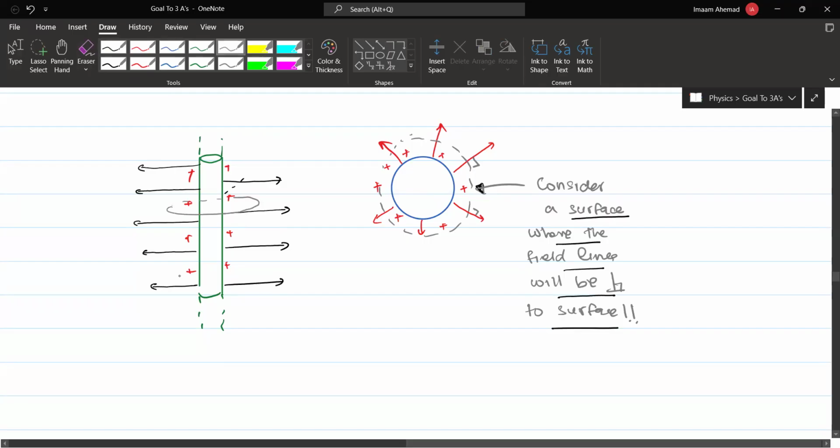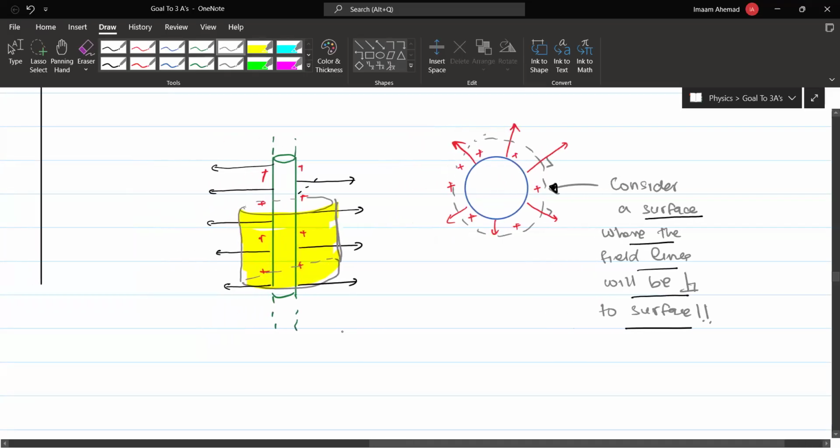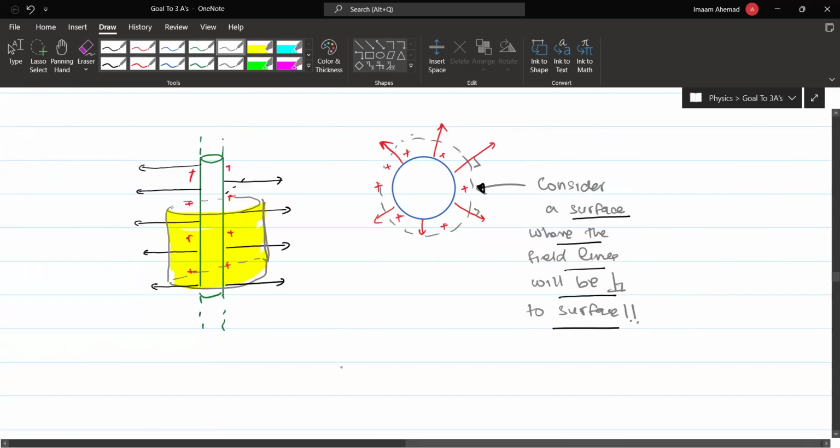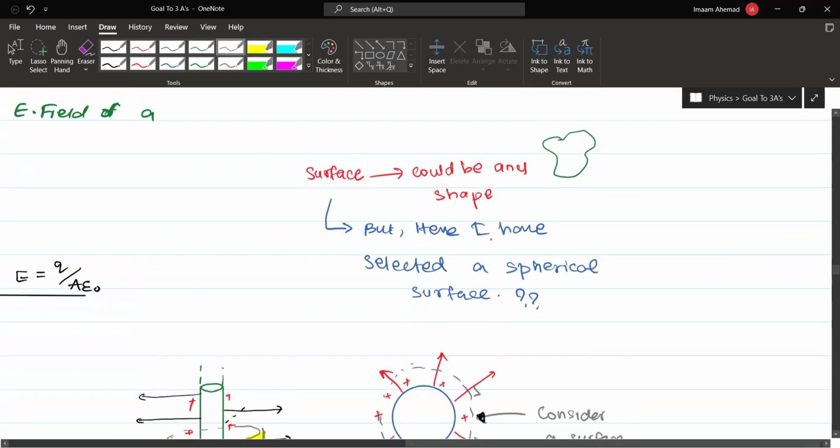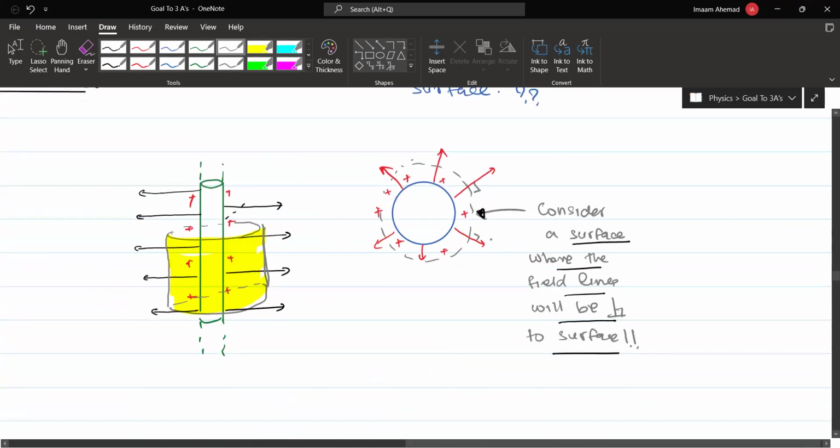So if I choose a cylindrical surface, then for this outer surface, those field lines become perpendicular. Is it clear? So be careful about that, okay? You should know what type of surface to use when. Although you can use any surface, you have to be careful about what type of surface you choose.